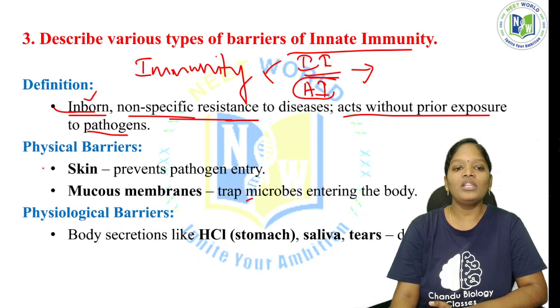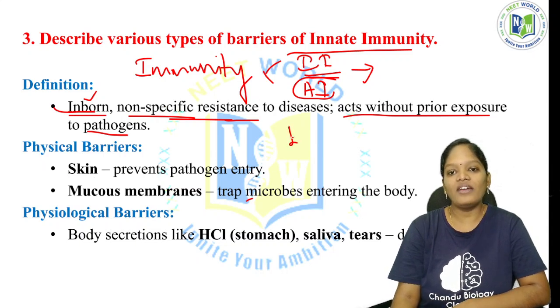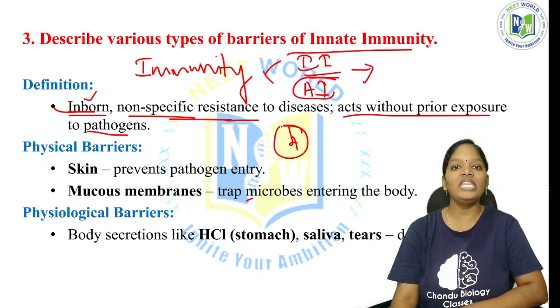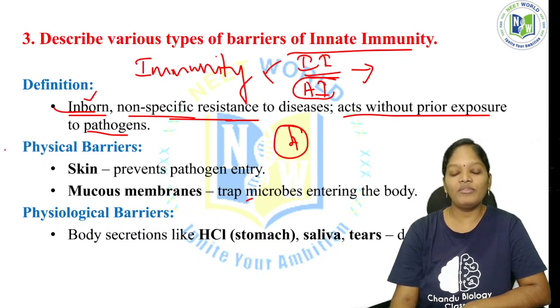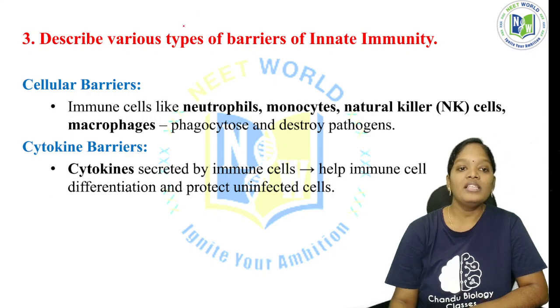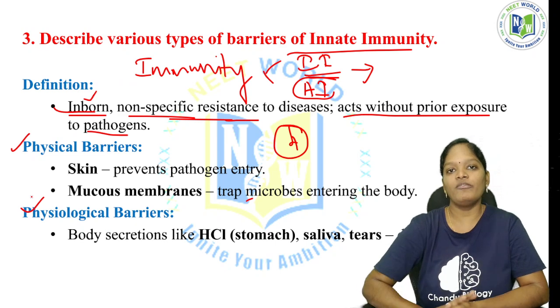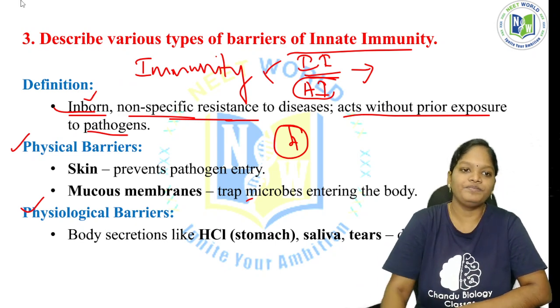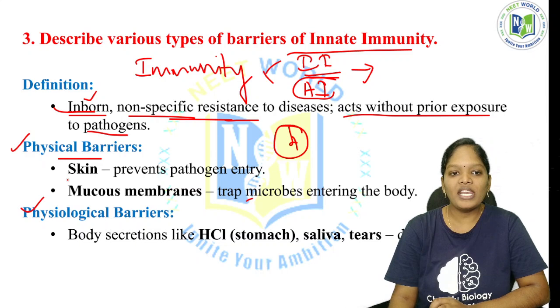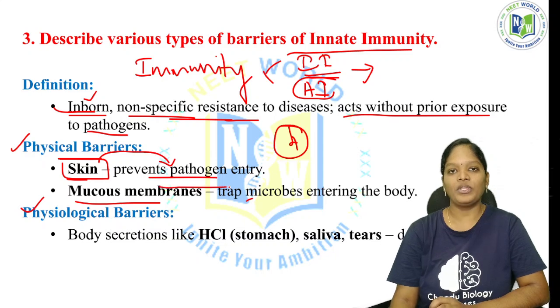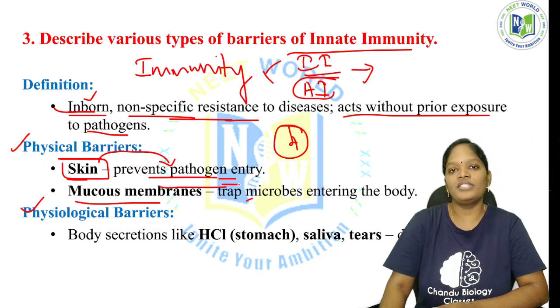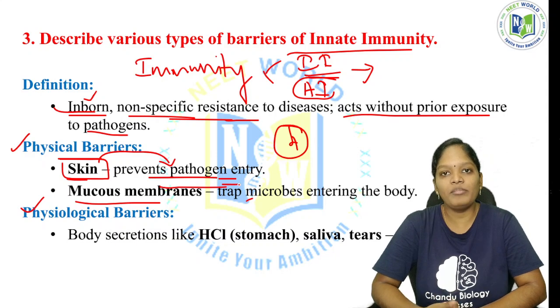Now, what are all the barriers? Generally there are 4 barriers in innate immunity: the physical barrier, physiological barrier, cellular barrier, and cytokine barrier. So these are the 4 different types of barrier present in innate immunity. In the physical barrier, we have the skin and the mucous membrane. The skin prevents the pathogen entry. How is the skin preventing the pathogen entry?